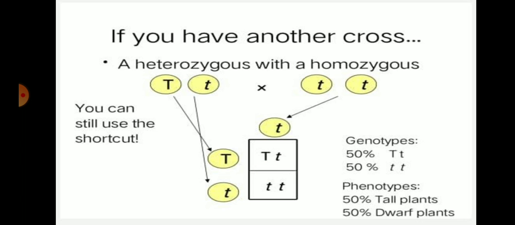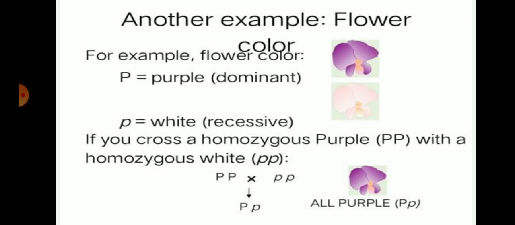That is the genotype: 50% are tall plants and 50% are short plants. So the genotype is 50% with one dominant allele and one recessive allele, and 50% with small t, small t, that is both alleles are recessive in nature. So the phenotype of these plants is 50% tall plants, which contain the genotype of one dominant allele and one recessive allele, and 50% dwarf plants, which contain the genotype small t, small t, that is both are recessive in nature.